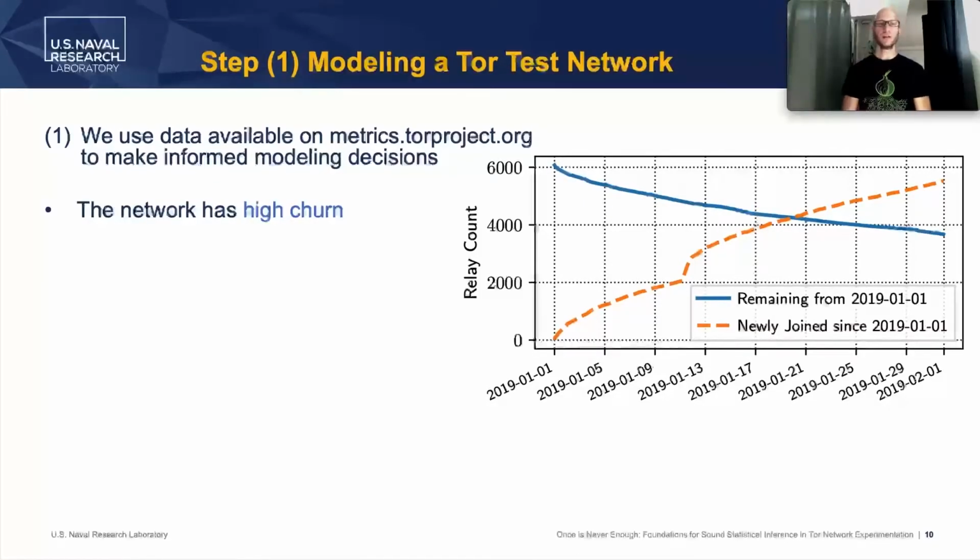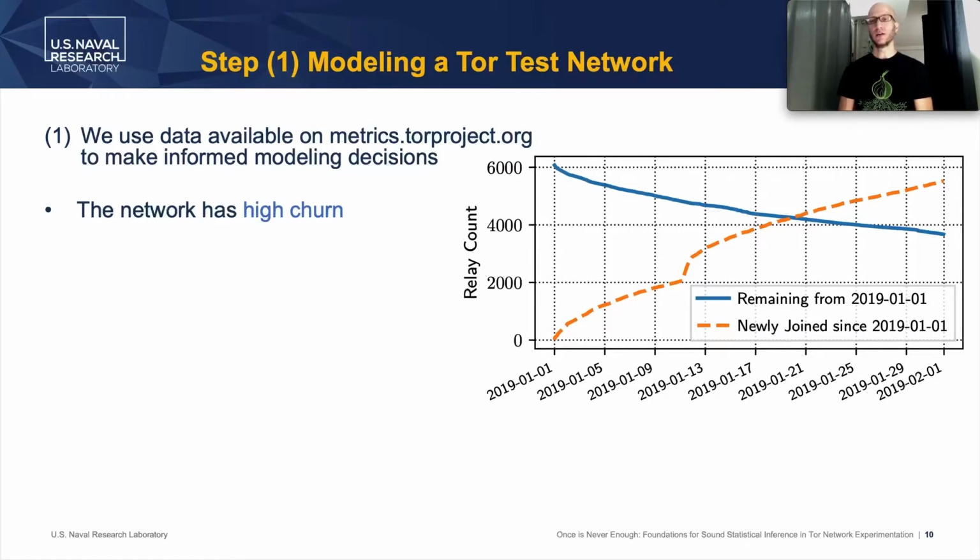Our modeling approach uses data that's available and published by Tor Project. It's available on metrics.torproject.org. We use all the data that's available to make informed modeling decisions. One of the primary contributions in our modeling approach is to account for relay churn and the state of the network over time. This graph shows the number of relays that exist at the beginning of January 2019 as a solid line, and how many of those relays remain in the network over time.